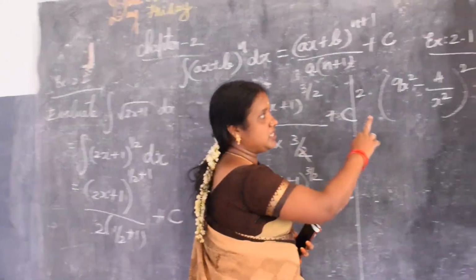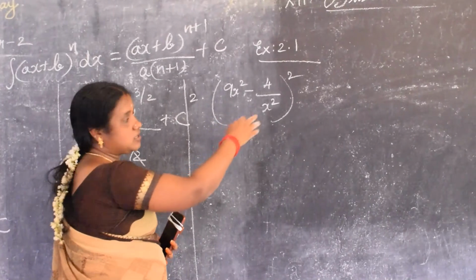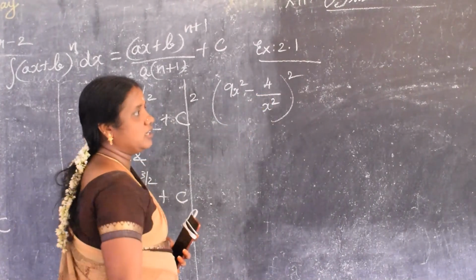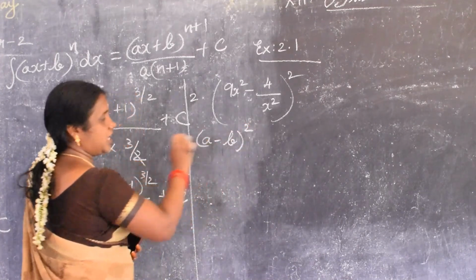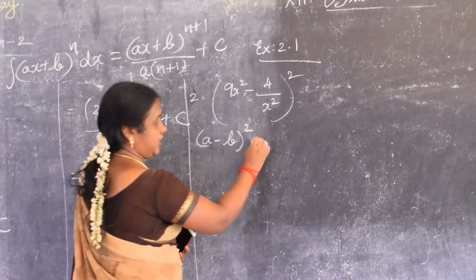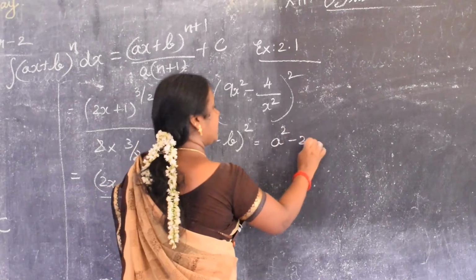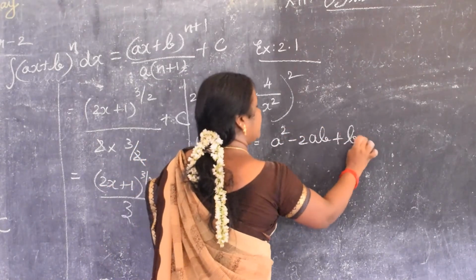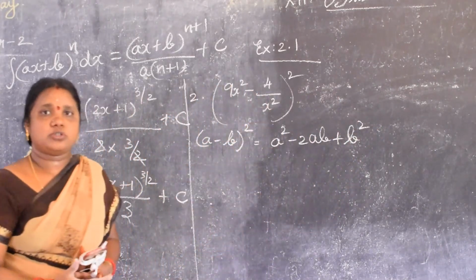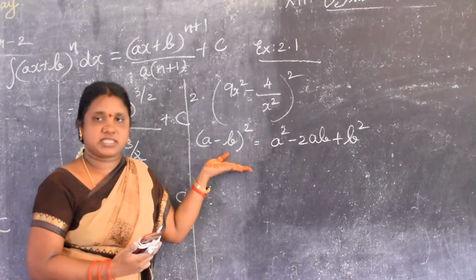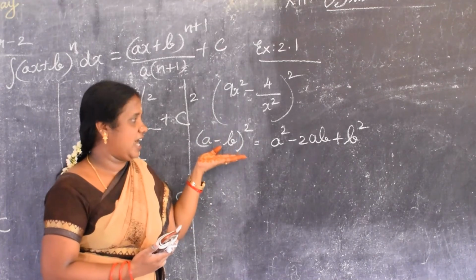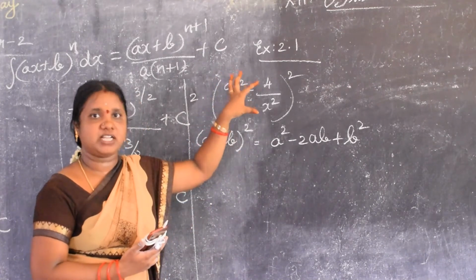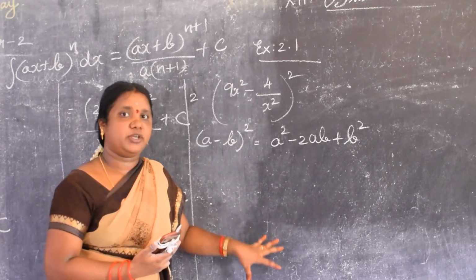Our next problem is 9x square minus 4 by x square whole square. See, this is of the form a minus b whole square. We have to use our identity. What is our identity? a square minus 2ab plus b square. You should not integrate at once. First you have to simplify our question. You have to use our identity. Only after using the identity to simplify the question, at last you have to integrate.